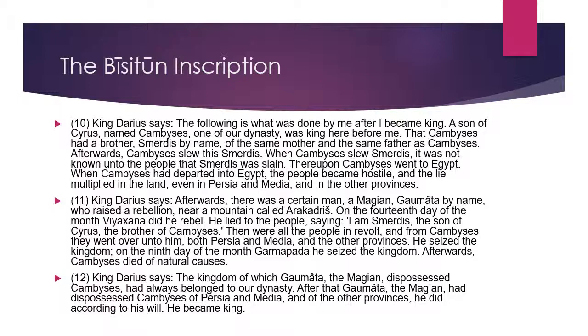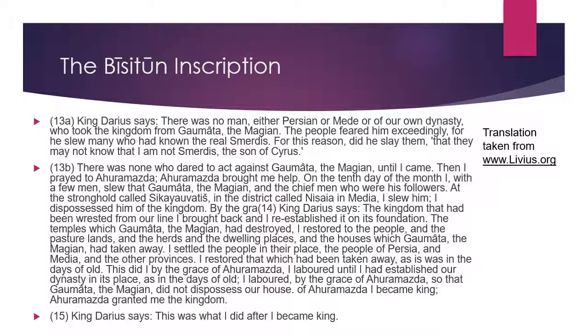King Darius says, the kingdom of which Gaumata the Magan disposed Cambyses had always belonged to our dynasty. After that, Gaumata the Magan had dispossessed Cambyses of Persia and Media and of the other provinces. He did according to his will. He became king. King Darius says there was no man, either Persian or Mede, or of our own dynasty, who took the kingdom from Gaumata the Magan. The people feared him exceedingly, for he slew many who had known the real Smerdis. For this reason did he slay them, that they may not know that I am not Smerdis the son of Cyrus. There was no one who dared to act against Gaumata the Magan until I came. Then I prayed to Ahura Mazda. Ahura Mazda brought me help.